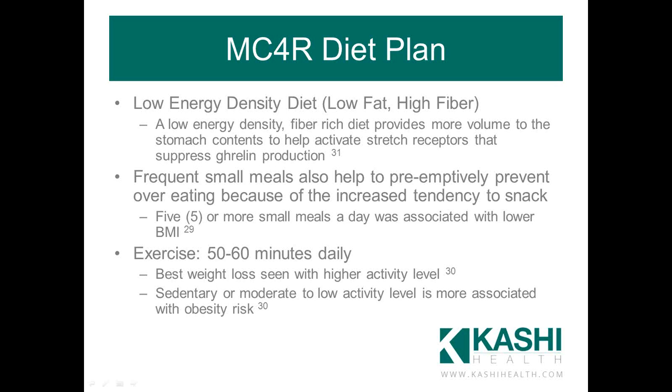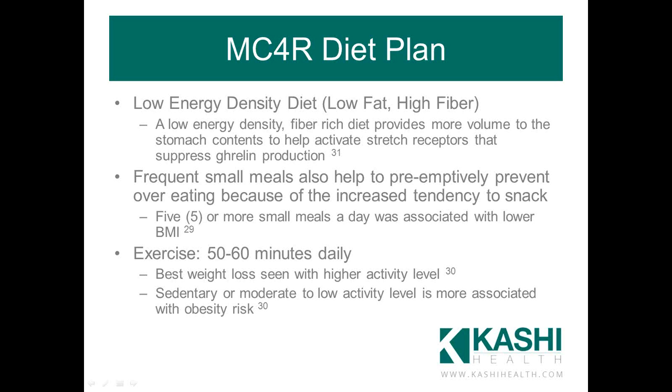What we've designed for the MC4R diet plan is similar but a little bit different to the FTO. What we're looking at here is a low energy density diet. So we're looking at low fat, high fiber to again provide more volume to the stomach content to help activate stretch receptors to suppress ghrelin production. Frequent small meals also help to preemptively prevent overeating because of the increased tendency to snack.